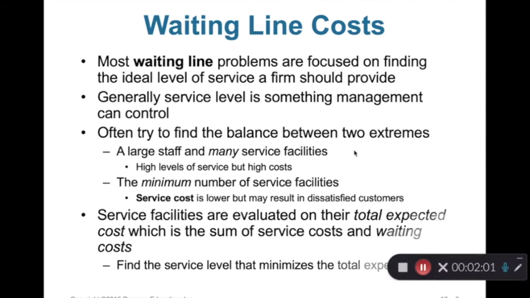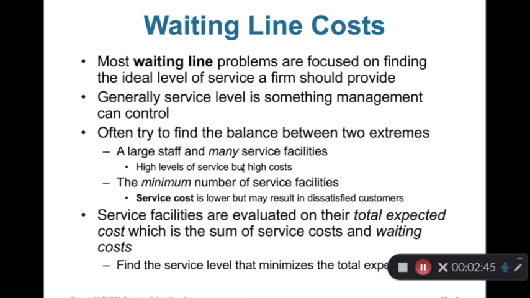Let's look at the cost, waiting line cost. Most waiting line problems are focused on finding the ideal level of the service a firm should provide. We should look at the customer service here. But you should know that some conflicting objectives regarding the waiting line costs. There are two extremes. For example, a large staff and many service facilities, high levels of service but high costs. And then the minimum number of the service facilities. Service cost is lower, but it may result in dissatisfied customers. So basically, we talk about these two conflicting objectives here.